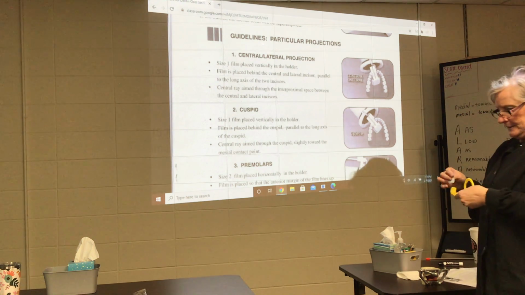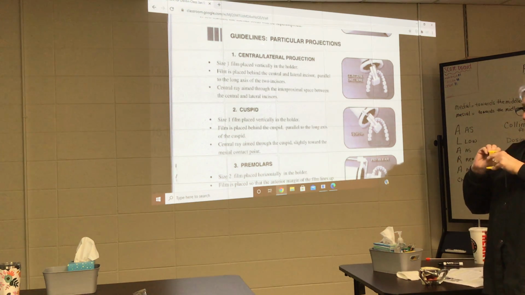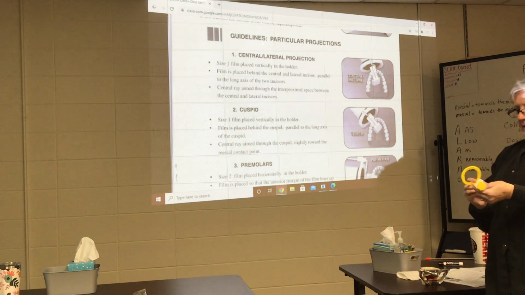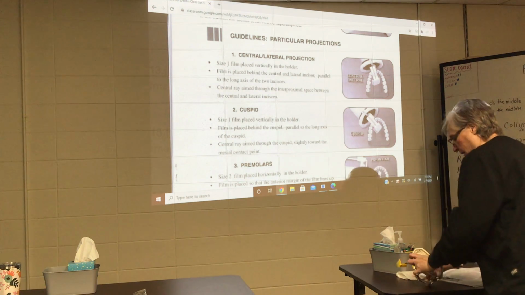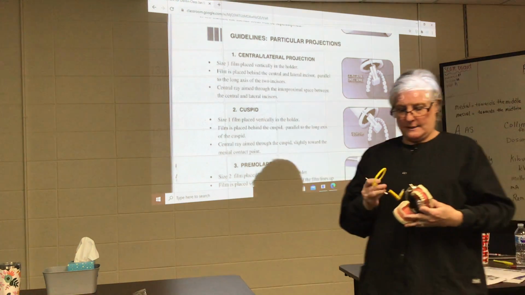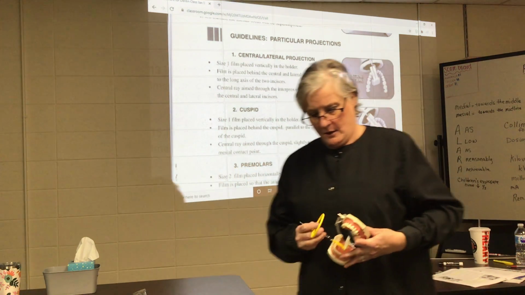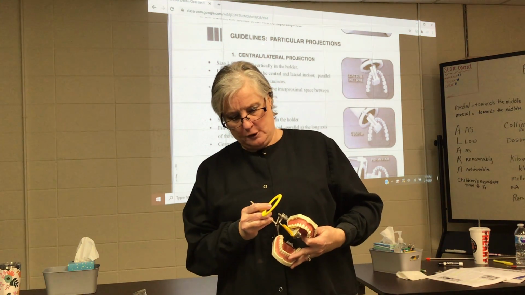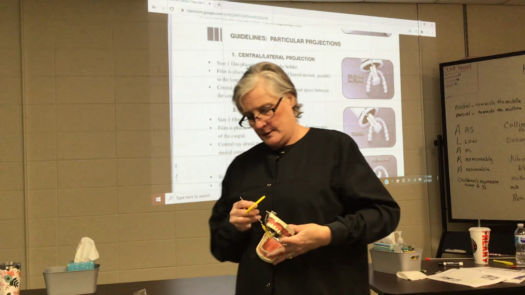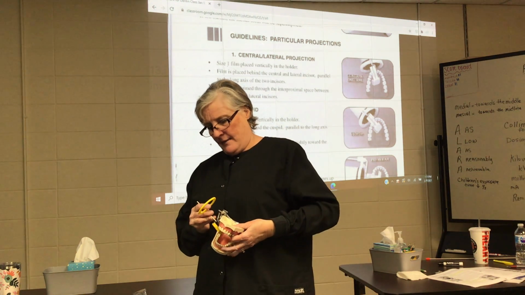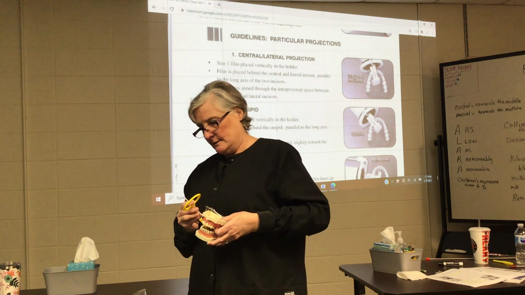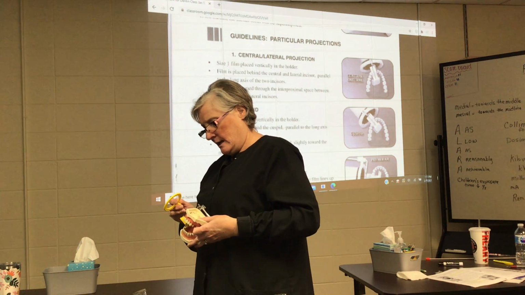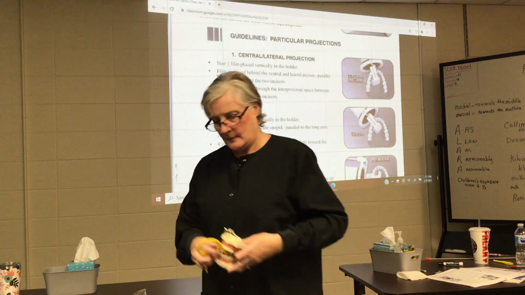Then, we're going to switch to posteriors. Dot in the slot, white towards light. We're going to start in the upper right. We're going to take the molar. So we're going to have the molars centered in the film.